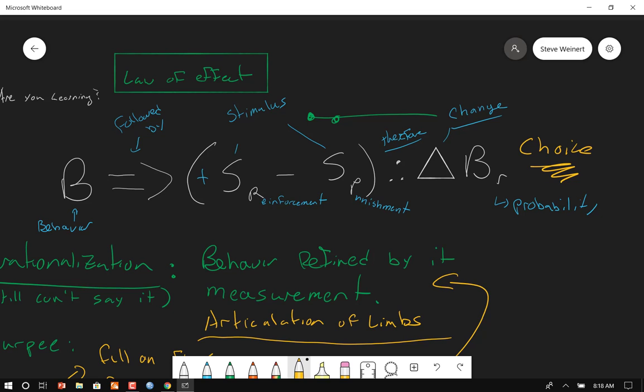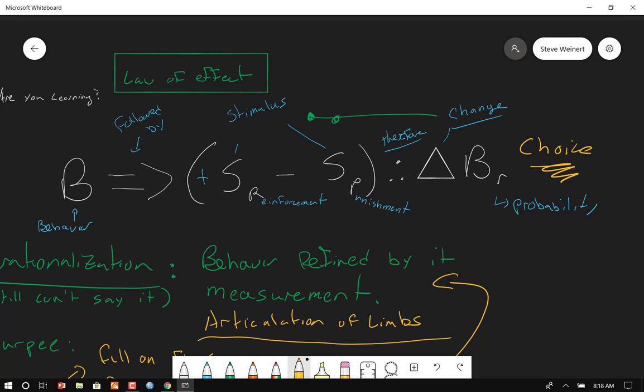A behavior followed by a stimulus that's a reinforcement or a punishment results in a change in behavioral probability. In other words, this is how you make a choice. I'm going to show you a little video clip, and I want you to see if you can see the stimulus involved. Whenever we're doing any sort of behavioral science, we use this formula. We use this law of effect.